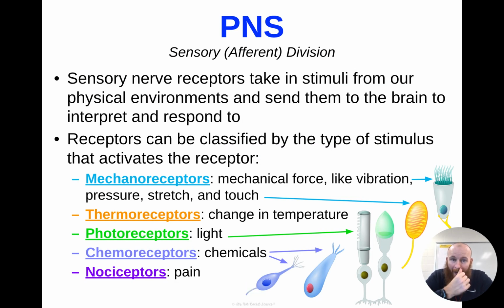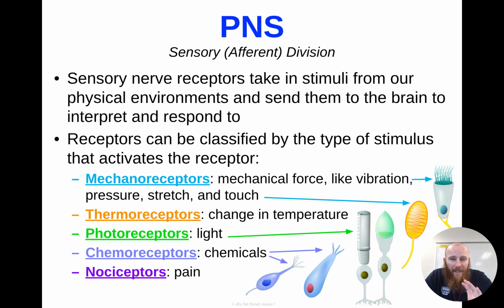So we have a variety of sensory receptors. In our sensory division, we've got these receptors. They're responsible for taking in all of the different types of stimuli from our physical environment, and they help send them to the brain and help us interpret and respond to those.